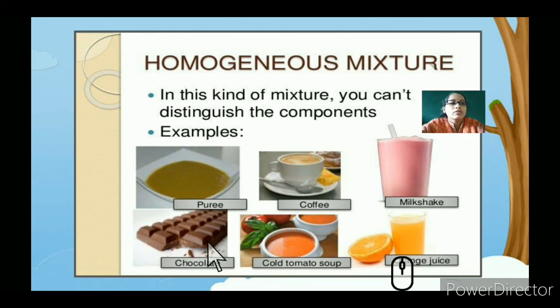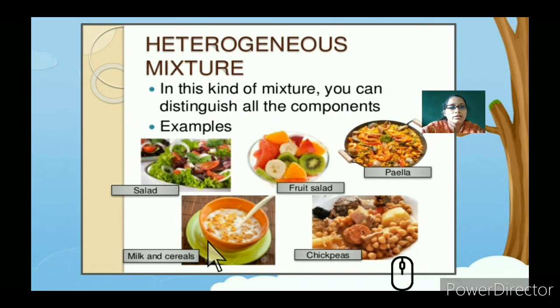Orange juice. Orange juice is made with pulp of orange, water and sugar. When you mix them together, can you separate out the sugar, water and orange? No, you cannot. So such mixtures are known as homogeneous mixtures.